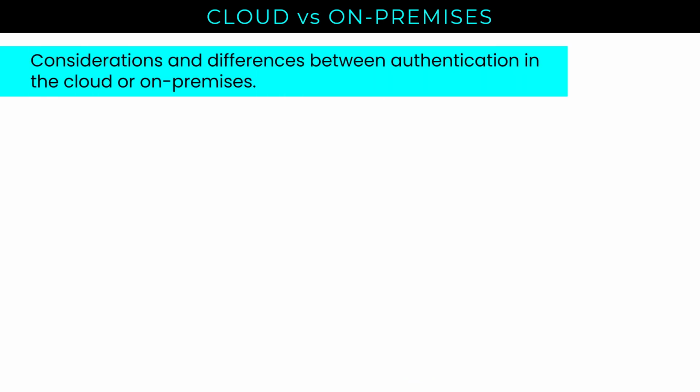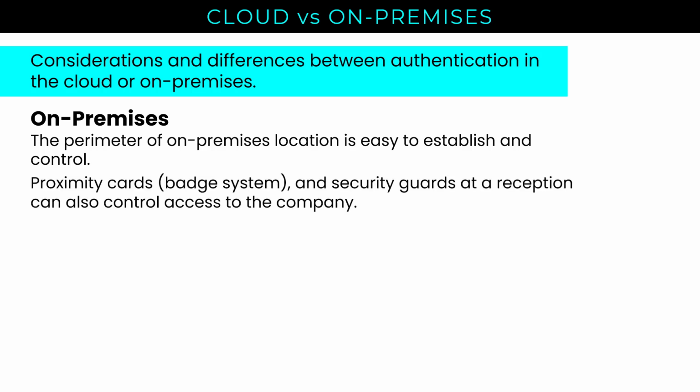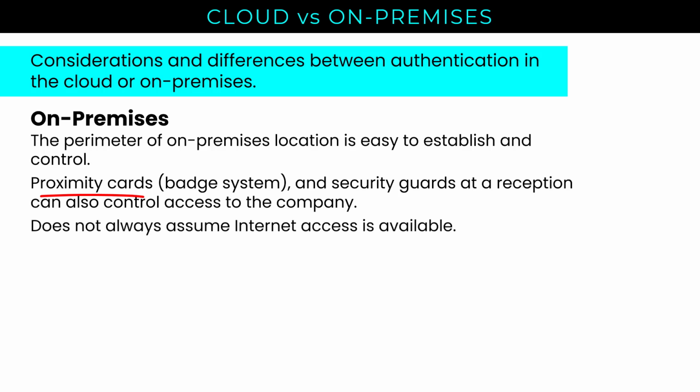So considerations and differences between authentication in the cloud or on-premises. Just a few things to think about here. The perimeter of an on-premises location is easy to establish and control. And proximity cards like a badge system and security guards at a reception desk can also control access to the company, physical access controls. But it also, in that case, doesn't always assume that internet access is available.